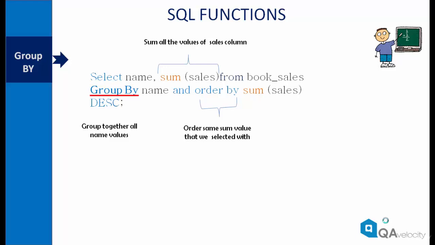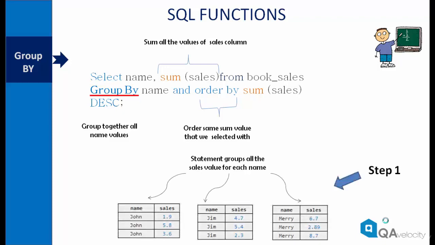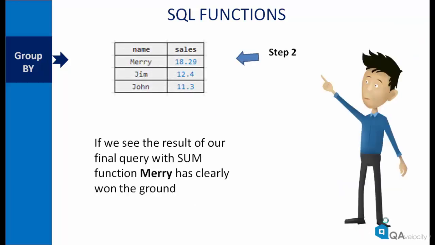So if we analyze the result step by step, the first thing our query would do is group the sales amount by each of the persons. It has a separate group for John, Jim and Mary. And in the second step, it has totaled the value of each of the persons, and the order by clause has arranged the results into descending order. So finally, Jeff got the result. Mary has clearly won the round. He shared the result with Greg, but Greg had a challenge.